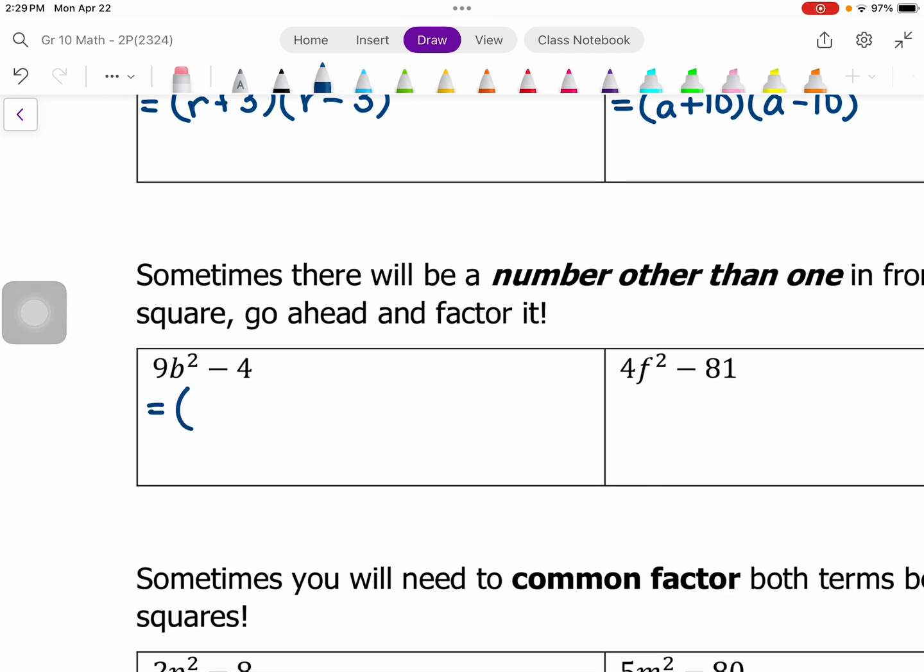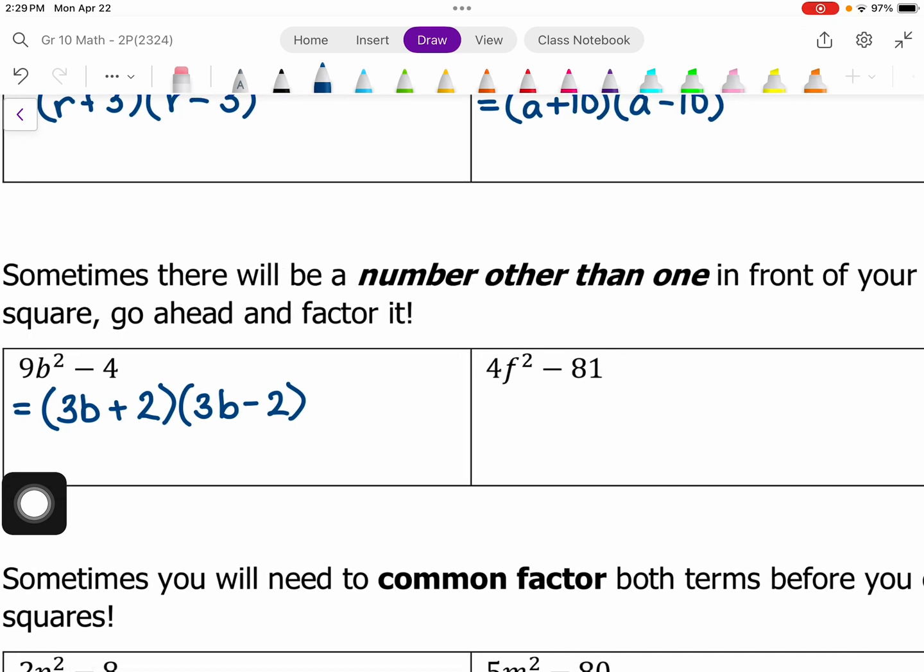So the square root of 9 is 3, and the square root of b squared is b. So 3b times 3b is equal to 9b squared. And then the square root of 4 is 2, so we'll make this one a plus, and then we have 3b minus 2. So 3b times 3b is 9b squared, and then I'm going to have minus 6b plus 6b, that will cancel, minus 4. So same process, we're just also square rooting the number that comes in front of our variable.